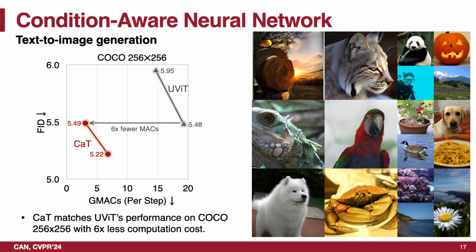In addition to class conditioned image generation, we also test our models on text-to-image generation using the COCO dataset. Compared to UViT, CAT can match the performance with 6 times less computational cost.